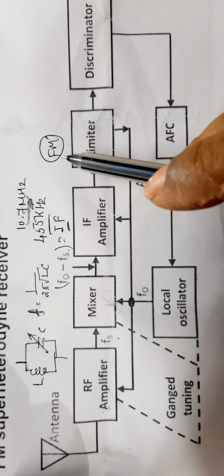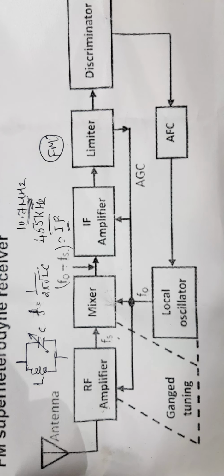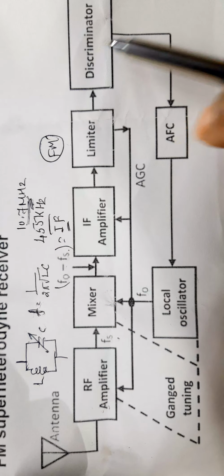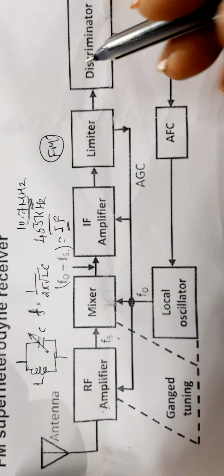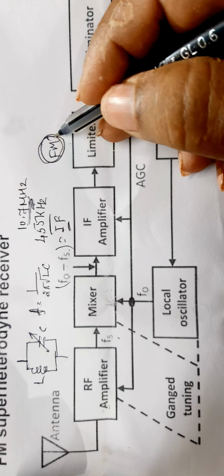Then the frequency modulated signal is applied to the discriminator. Discriminator is also called a demodulator. Usually the discriminator in the FM superheterodyne receiver is a Foster-Seeley discriminator or slope detector. The slope detector or Foster-Seeley discriminator will detect the message signal from the frequency modulated signal.